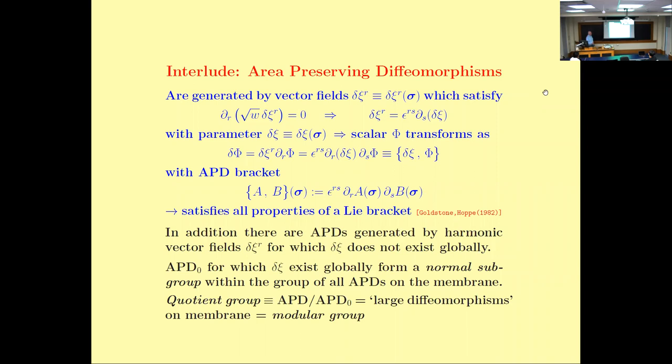And they showed, which is actually easy to check, that this bracket does obey all the requirements of a Lie algebra bracket. Antisymmetry is obvious, but you also have the Jacobi identity, which is also easy to check. Well, there are also more complicated diffeomorphisms, but let me not get into this. We'll just make a bracket here, and the fact is that diffeomorphisms can be written in terms of this Lie bracket.